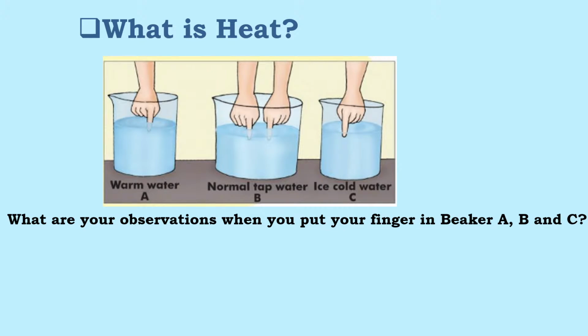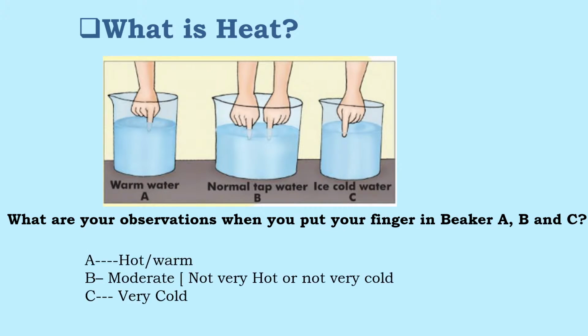Yes, in beaker A, we are going to feel hot or warm. In beaker B, it will be moderate, whereas in beaker C, it will be very cold. Moderate here means neither very hot nor very cold, because it's normal water. So we are not going to feel it very hot or very cold. But in beaker A, our finger is going to feel very hot, and in beaker C, our finger is going to feel very cold.